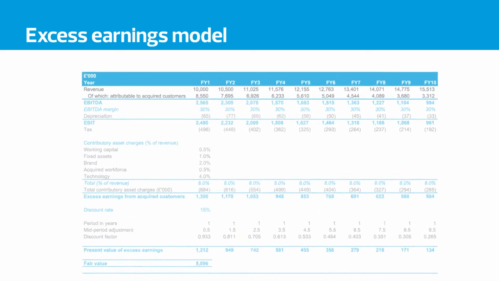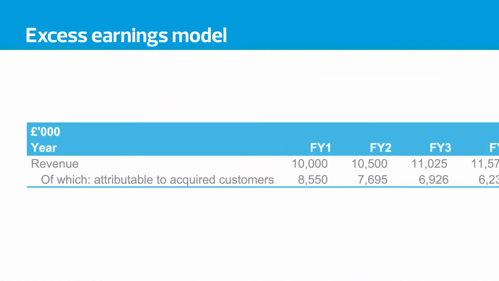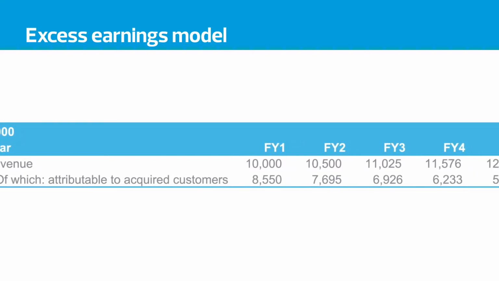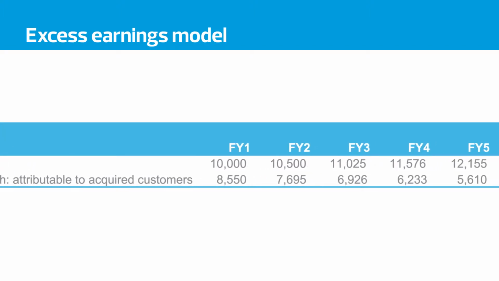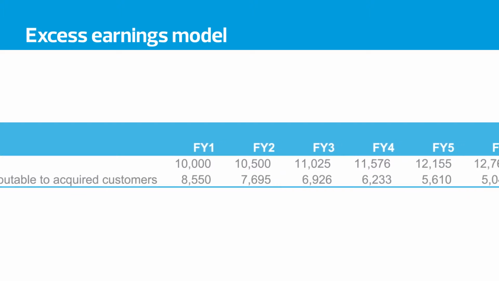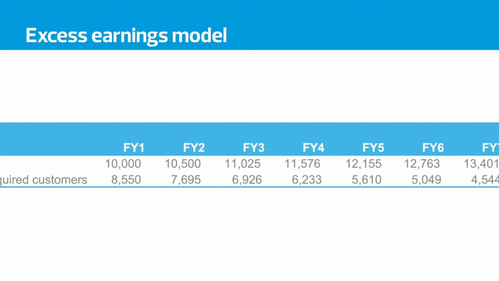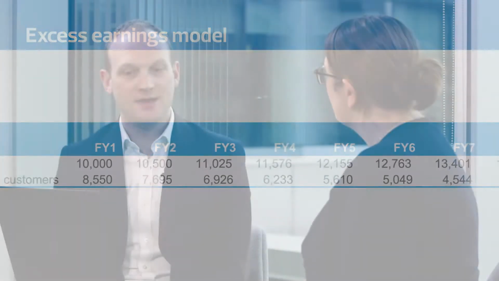So the first input is the revenue that the asset is going to generate. So for customer relationships, it would be the revenue that the customers on the transaction date are expected to generate in the future. And you might need to think about the churn in that customer base and applying an attrition rate for customer relationships. And the information to get that attrition rate will likely be available in due diligence documents or in the business's own internal records.